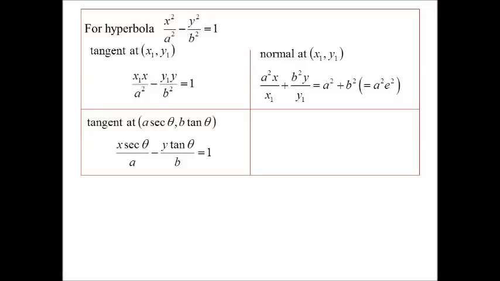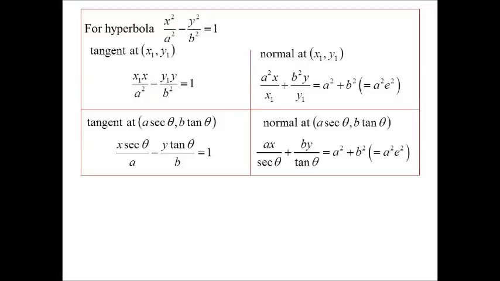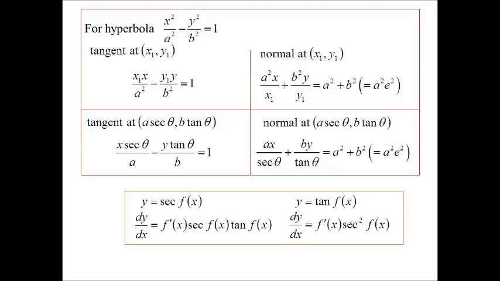In parametric form, it becomes x sec theta on a minus y tan theta on b is 1, and for the normal, ax on sec theta, by on tan theta again equals a squared plus b squared. But of course, in order to find these, we are going to have to differentiate sec and tan. Now, tan we've dealt with, sec we haven't.